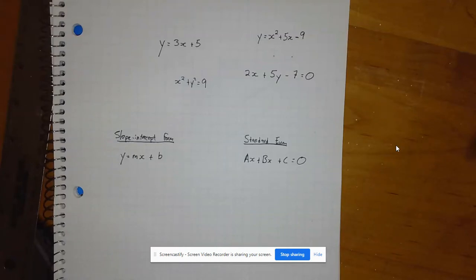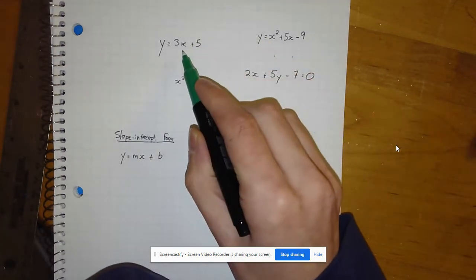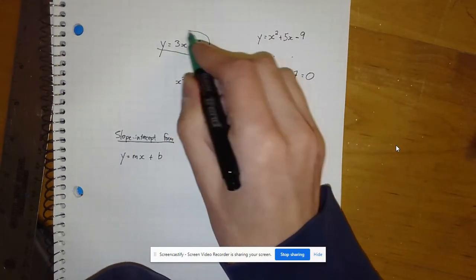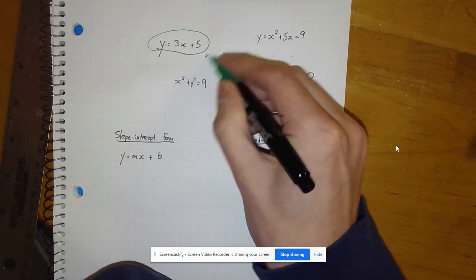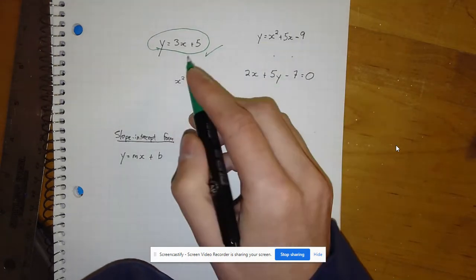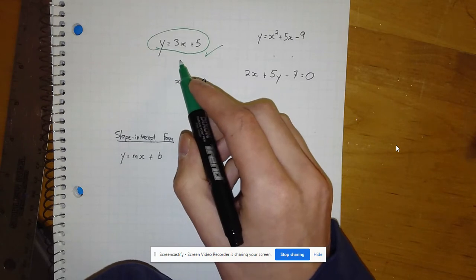In this video, we're going to talk about equations of linear relations. An equation of a linear relation is going to connect or map x to y. So here's an example of an equation of a linear relation. It's going to allow us to graph a straight line on a Cartesian plane. So it shows the relationship between x and y.